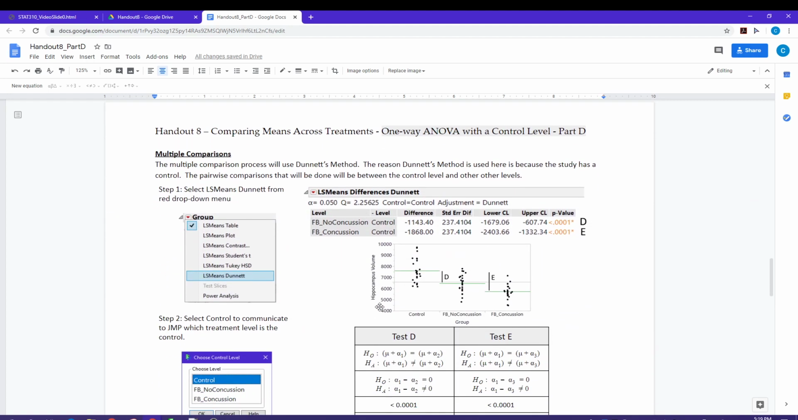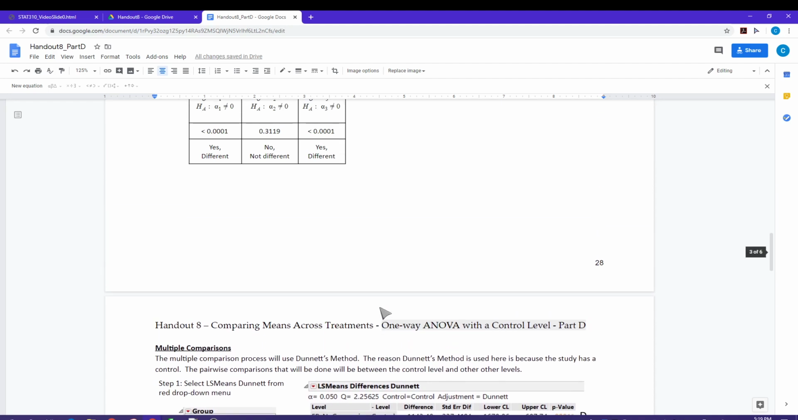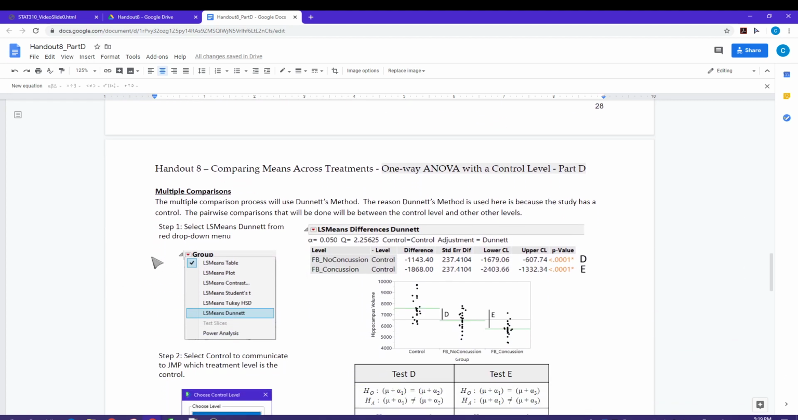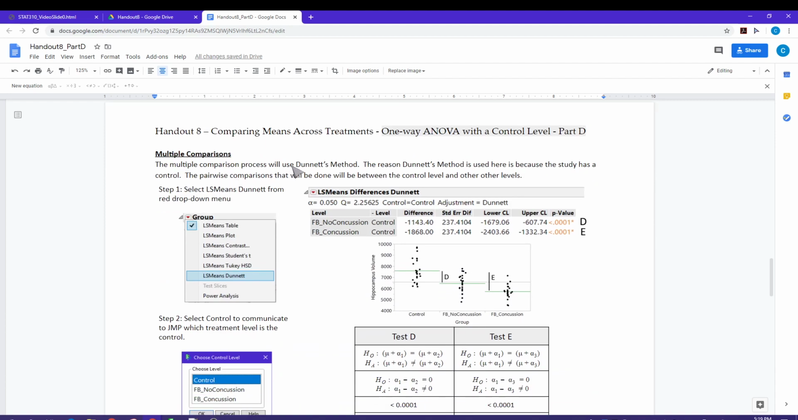How about our multiple comparisons now? So what we did there was just the individual effects. Here I might want to compare, how did the football no concussion group do against the control? Or how did those that had a concussion and played football, how did that do against the control? So we have, as I said above, a control in this experiment, and that's going to be an opportunity to use Dunnett's method. So the purpose of Dunnett's method here is to be able to make comparisons against a control group. And we have a control in this experiment. So we're going to use LS means Dunnett's here instead of LS means Tukey HSD.